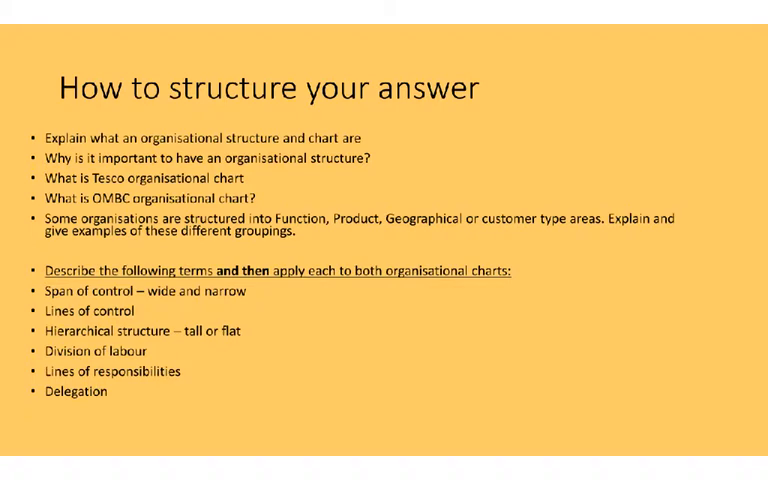So some organisations then are structured into function, product, geographical or customer type areas. I want you to explain these and give examples of the different groupings. After we've done this, I want you to describe the following terms and then apply each to both organisations. So span of control, there's wide and narrow, lines of control, hierarchical structure, tall and flat, division of labour, lines of responsibilities and delegation.